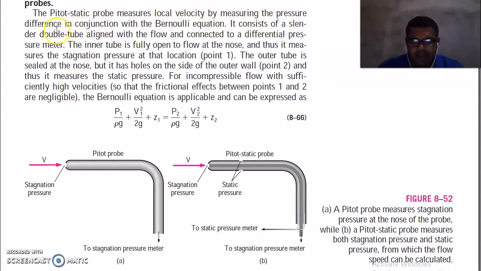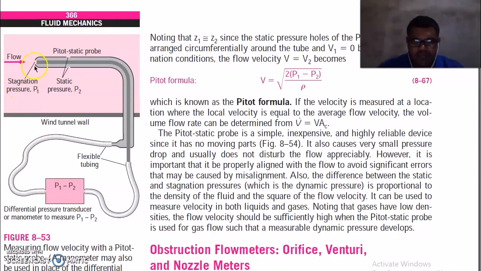By measuring the pressure difference in conjunction with Bernoulli's equation, this device is used to measure the velocity. It consists of a cylinder with a double tube aligned with the flow and connected to a differential pressure meter. The inner tube is fully open to the flow at the nose and measures the stagnation pressure at location 1. So this is your stagnation pressure at 1.